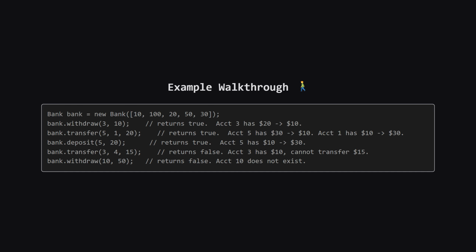Now an interesting case, transfer 15 from account 3 to 4. We look at account 3. Its balance is only 10. We can't transfer 15. So the transaction is invalid, and we return false. Nothing changes. Finally, we try to withdraw 50 from account 10, but wait, we only have 5 accounts. Account 10 doesn't exist, so this is invalid from the start, and we return false.